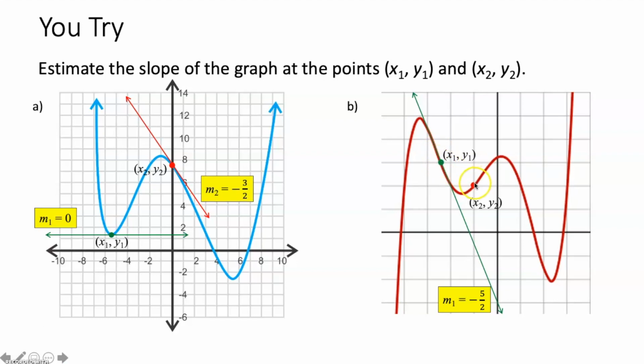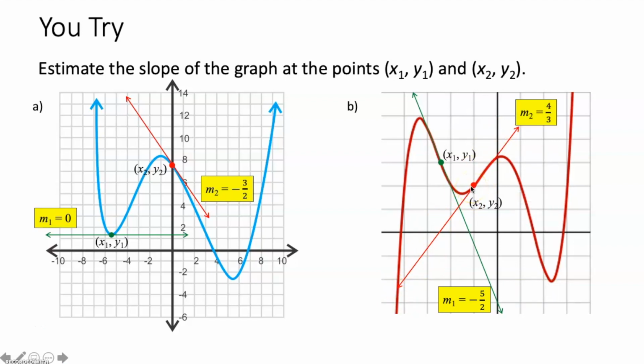Let's do the same thing for x sub 2 comma y sub 2. We draw a line tangent to the curve at that particular point. We then choose 2 points that are on that line. So we have a point here, and it looks like we have our point of tangency that we can use. So we go up 1, 2, 3, 4. So it's going to be 4 over 1, 2, 3. So 4/3 then is going to be the slope of the tangent line to the graph at this particular point.